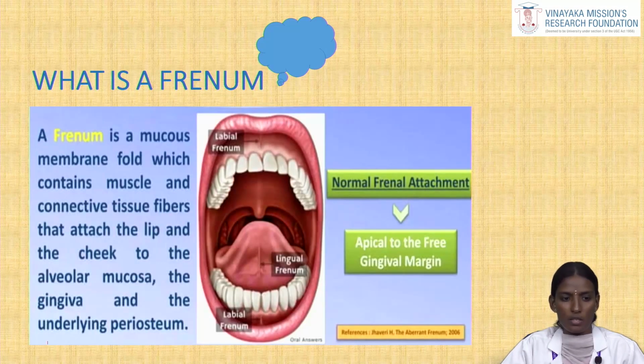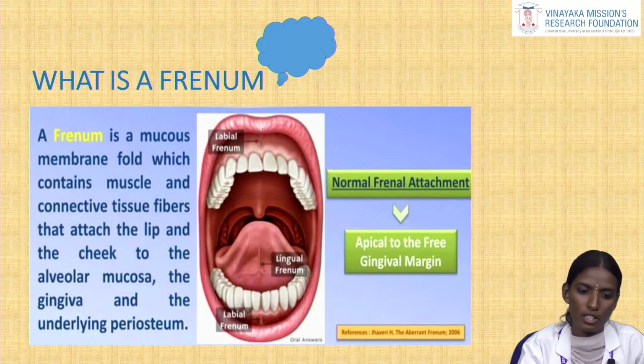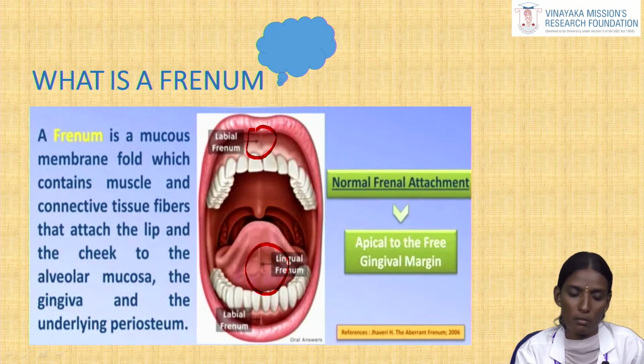What is frenum? Frenum is a mucosal membrane fold which contains the muscles and connective tissue fibers that attach the lip and the cheek to the alveolar mucosa, the gingiva and the underlying periosteum. Frenum are of various types: one is a labial frenum and the other a lingual frenum. The labial frenum attaches to the upper lip and the mucosa of the upper teeth region, and the lingual frenum is attached to the tongue and the lower denture region.